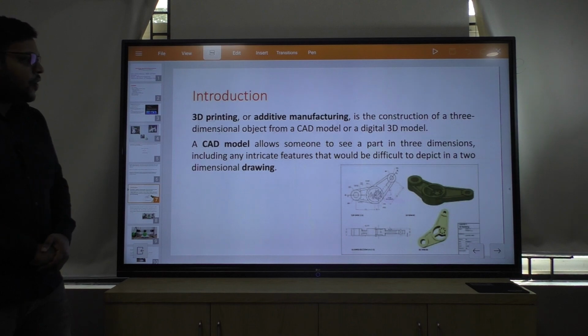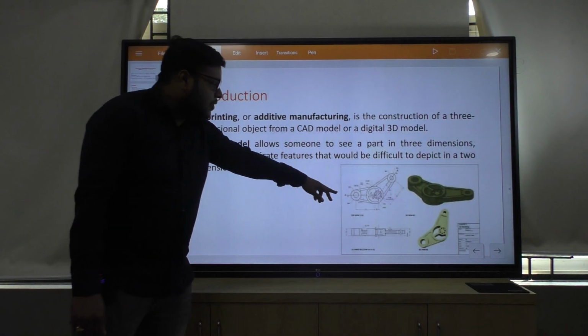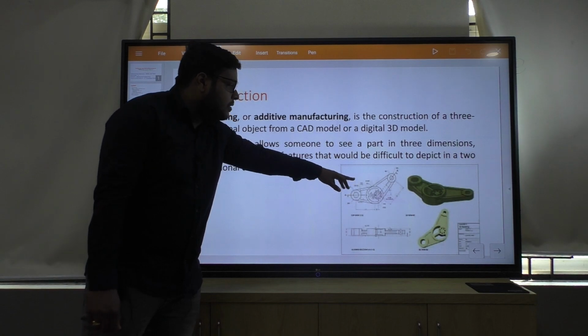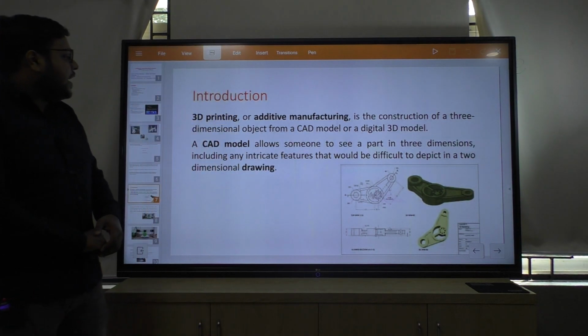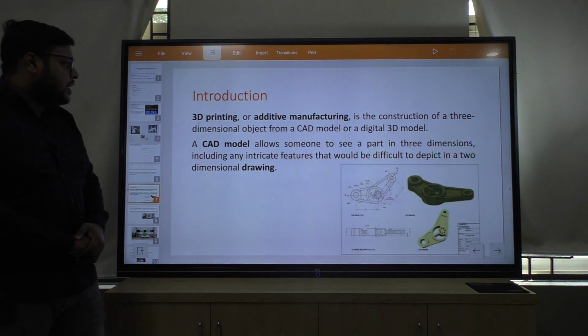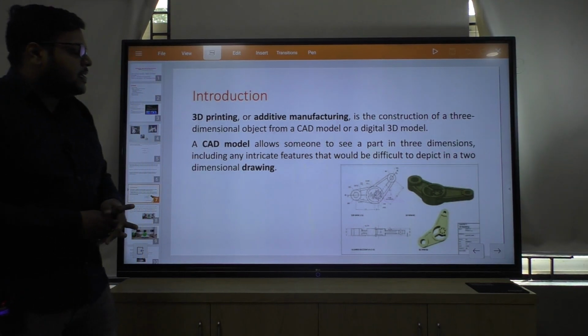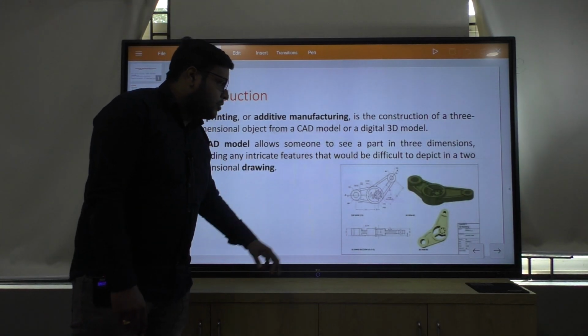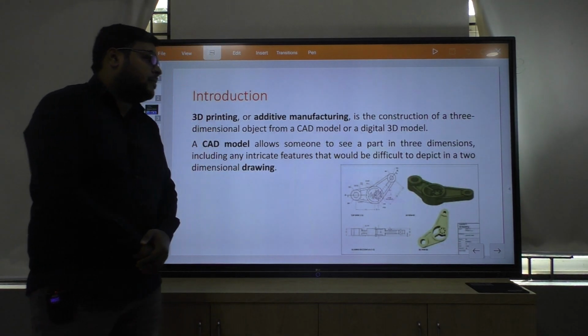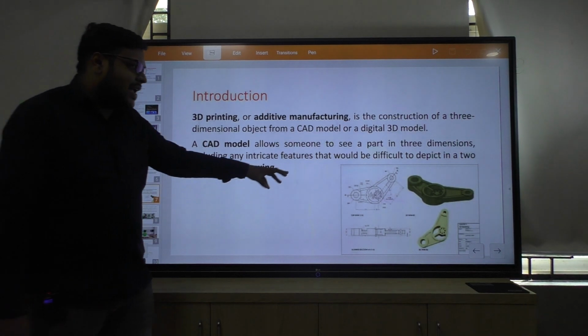In the next slide, as you know, 3D printing or additive manufacturing is the construction of a three-dimensional object from a CAD model or digital 3D model. You can clearly see that we have designed a CAD model, a 3D design model. A CAD model allows someone to see a part in three dimensions, including any intricate feature that would be difficult to depict in a 2-dimensional drawing. We will create a CAD model in AutoCAD or SolidWorks; different types of CAD software can be used.